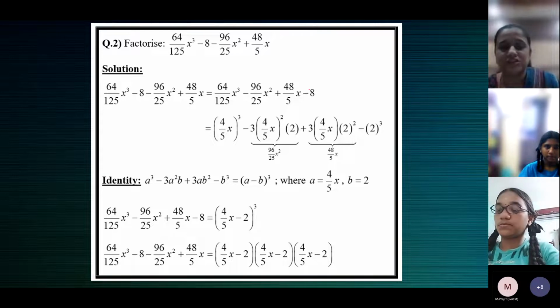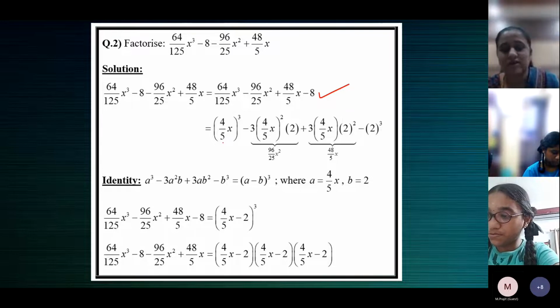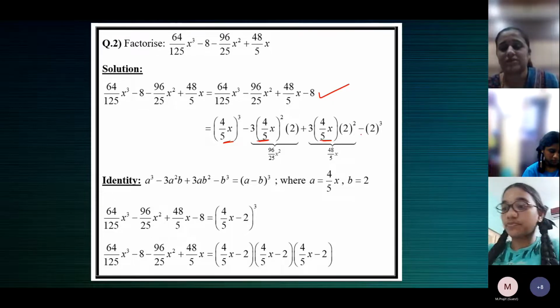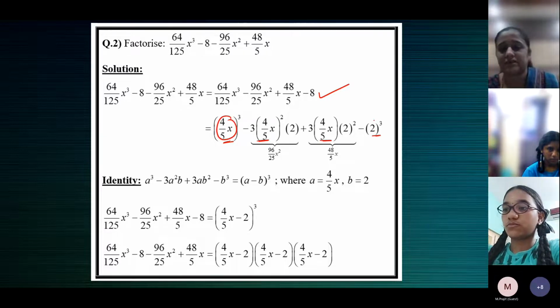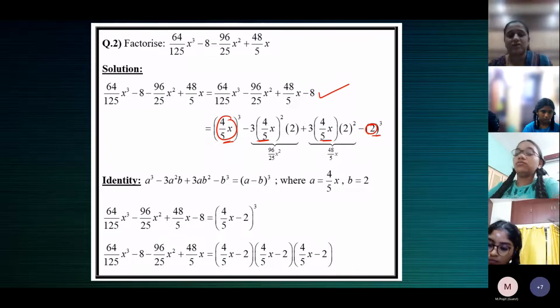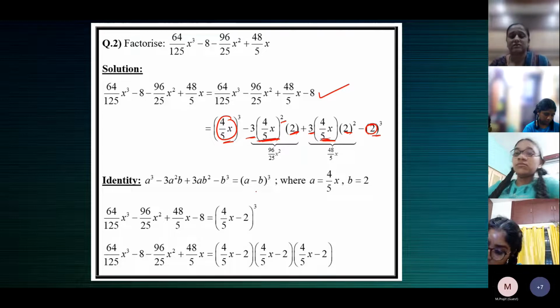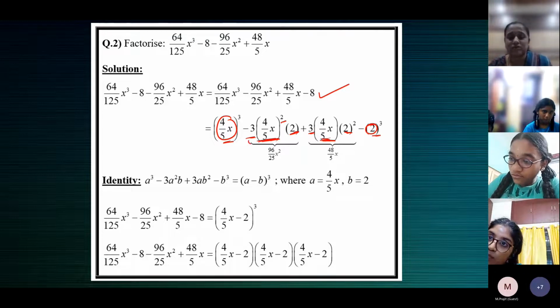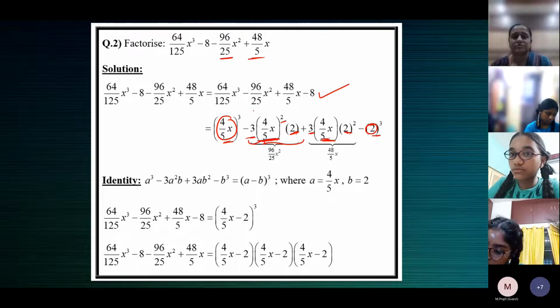So first step, I've rearranged the terms. Second step, you'll have to show that it is of the form a cubed minus 3a squared b plus 3ab squared minus b cubed. You will have to present it like that. For that, you need to first identify a and b. Once you identify a and b, 3a square b, 3a b square. And I told you, when you simplify this, you will get 96 by 25 x square, and when you simplify this, you will get 48 by 5x. They are the terms here.